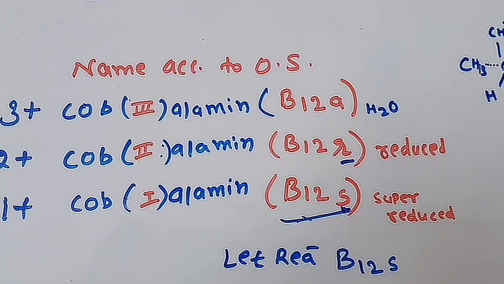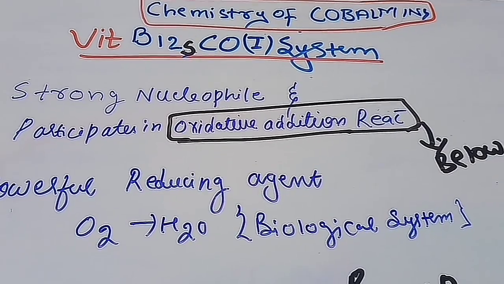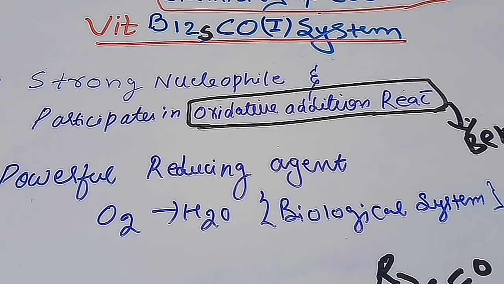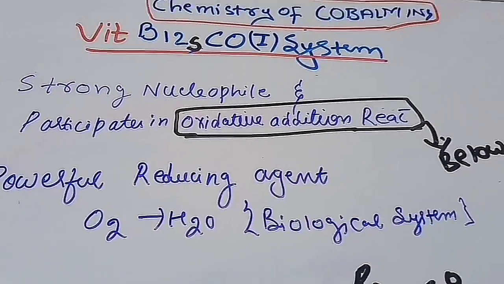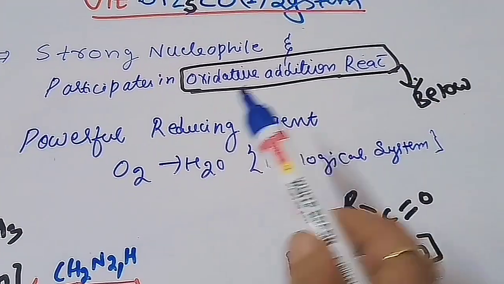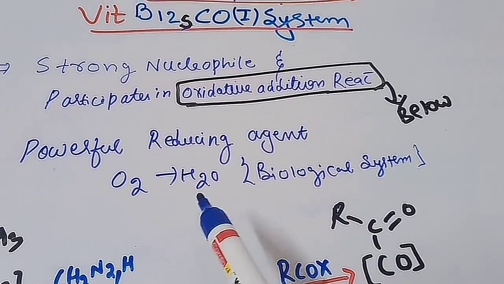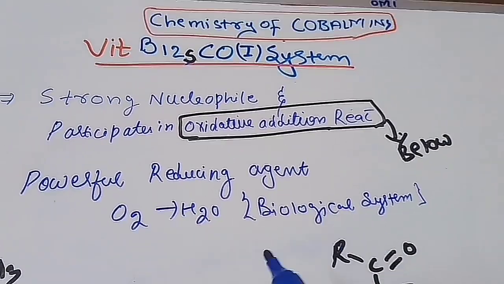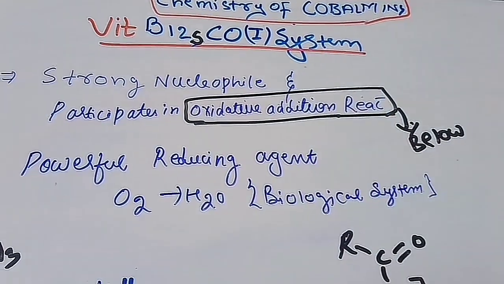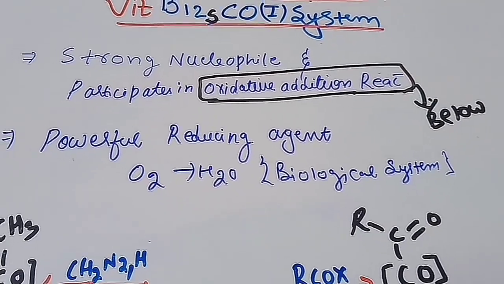So now let us see some of the important reactions of B12S. In the reactions of vitamin B12S, the cobalt is in the +1 oxidation state, the super reduced state. So it acts as a strong nucleophile. It participates in oxidative addition reactions, and it also acts as a powerful reducing agent as it converts oxygen to water in the biological system. Vitamin B12S occurs naturally and is non-toxic, and it is very helpful for various reactions and has a lot of catalytic potential.